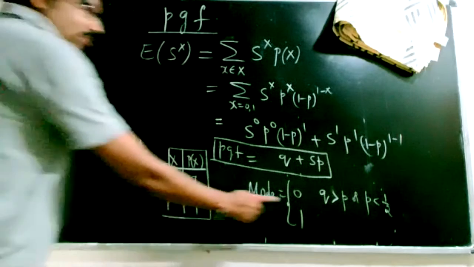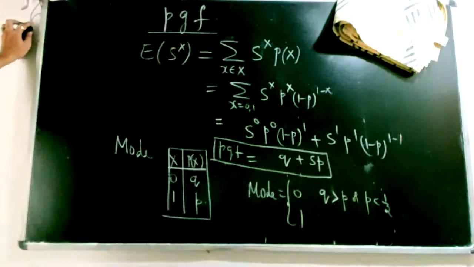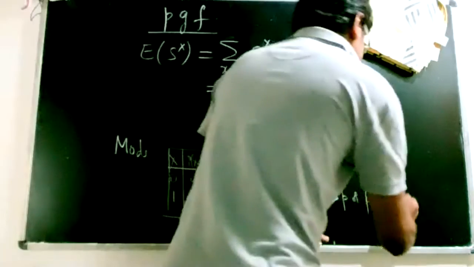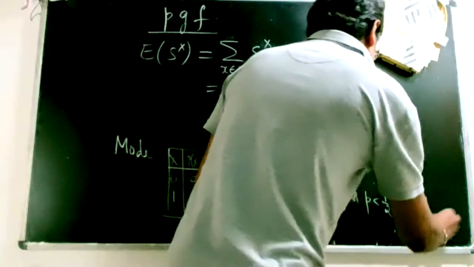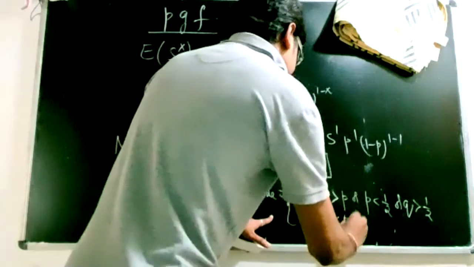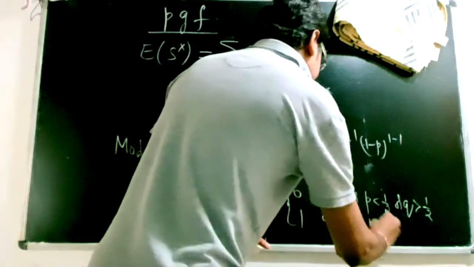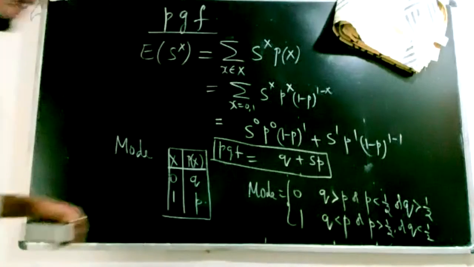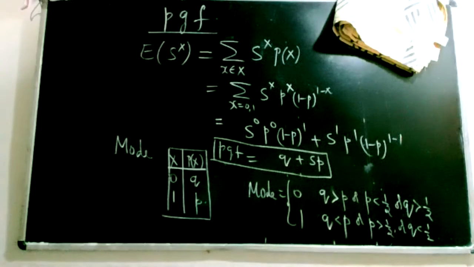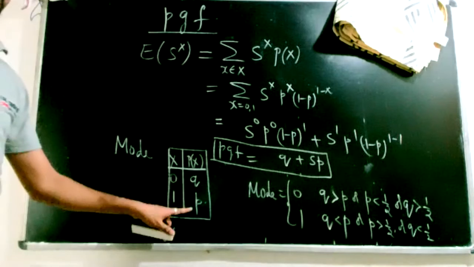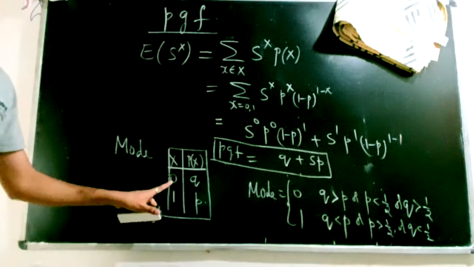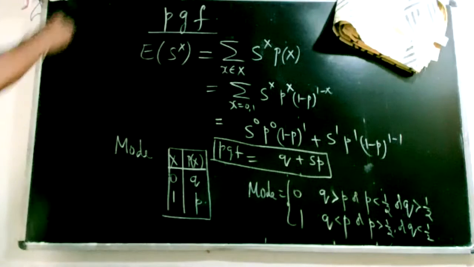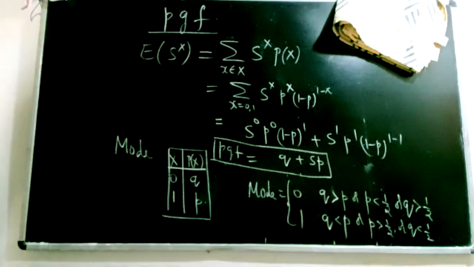Q greater than p also implies that p is less than half. So if p is less than half, we'll have the value of q greater than half. If on the other hand q is less than p, or p is greater than half, or q less than half, then the mode of the distribution will be equal to 1. So just look into which value is high. If q is greater, 0 is the mode; if p is greater, 1 is the mode. So for a specific value of p, we could obtain the value of mode.